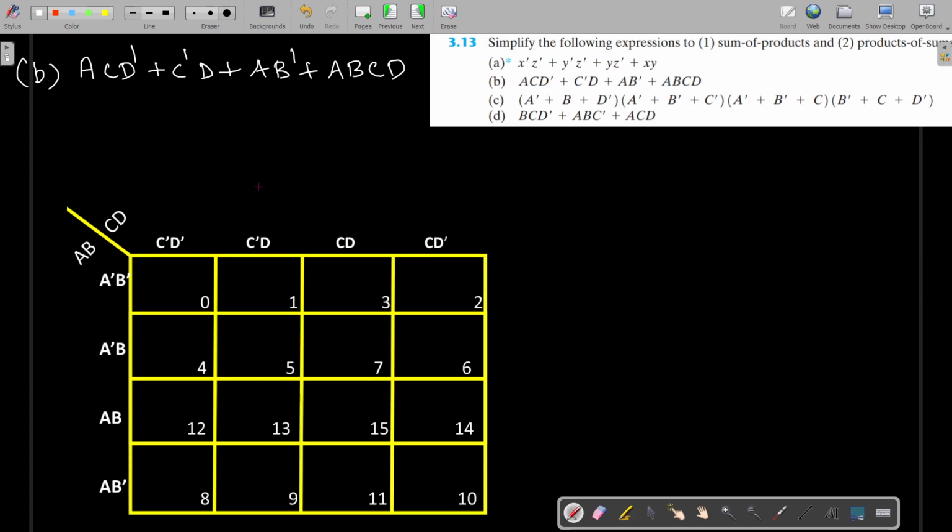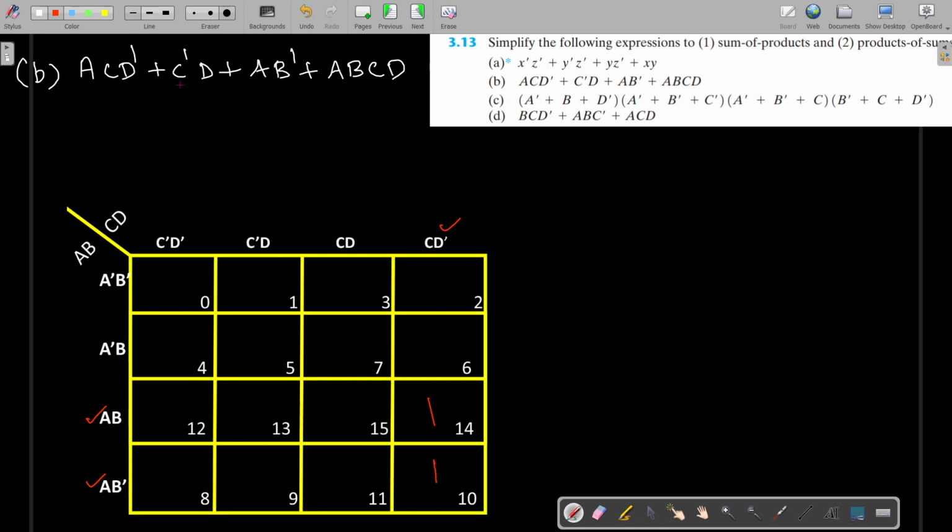So now we are going to simplify the second problem, that is the B problem: ACD' plus C'D plus AB' plus ABCD. So for that we have to mark 1s corresponding to SOP. For this ACD', A is here, CD' is here, so we can place 1s here into this.